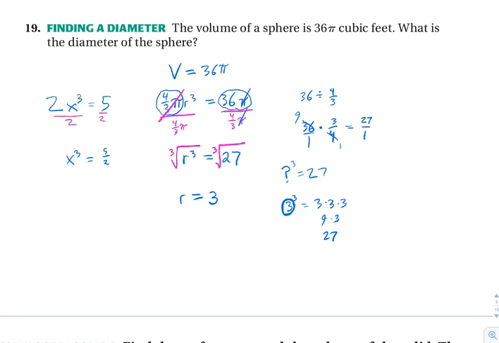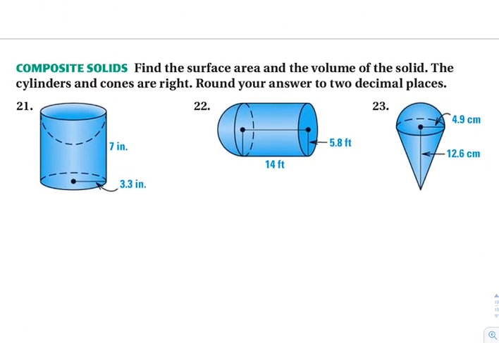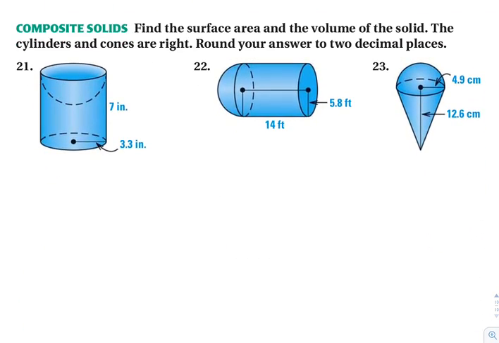Okay, so it asks for the diameter. Going back and rereading the question, whenever it's a word problem, I would go twice that, so the diameter is 6. Okay, so now just the last few here. It says find the surface area and the volume of each. So we'll do this in 2 parts.